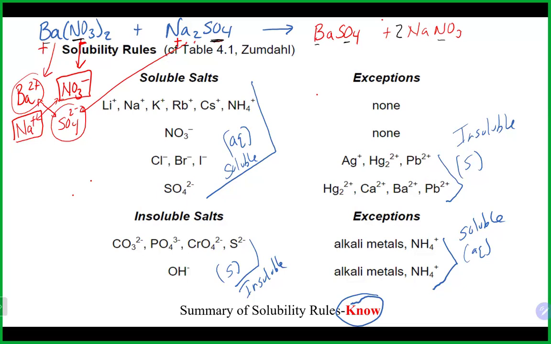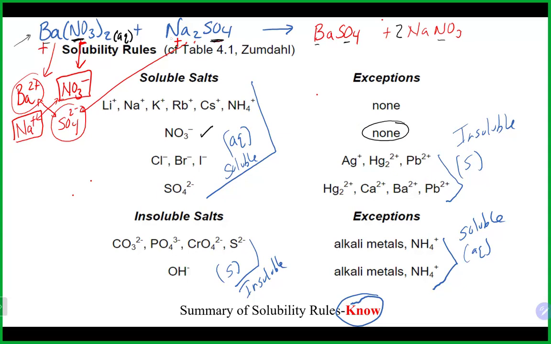When I look at barium, although I may not be able to find barium on my list, when I look at the second one, that is nitrate, which I could definitely find on my list. And nitrate is soluble in everything. There are no exceptions. So as soon as I see nitrate in the formula, I know that this one should be aqueous and it should be basically a solution.